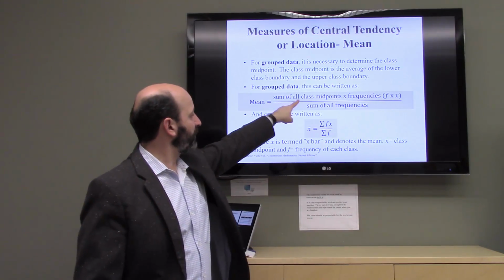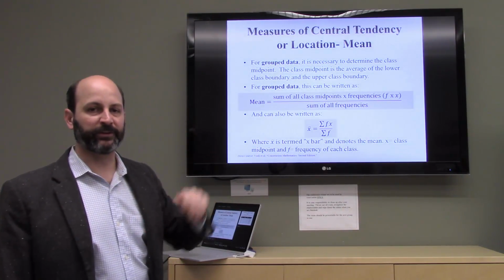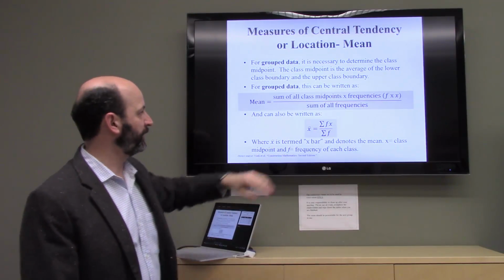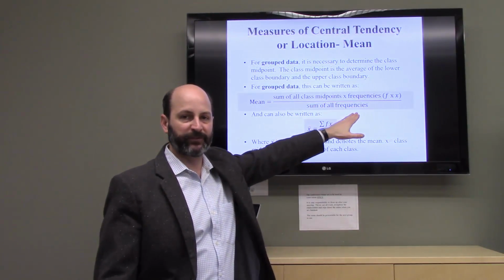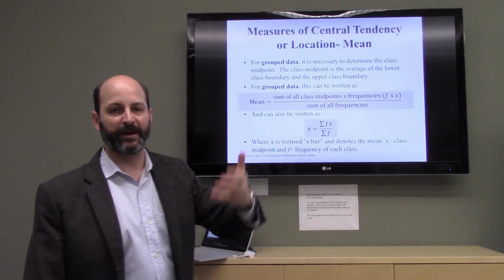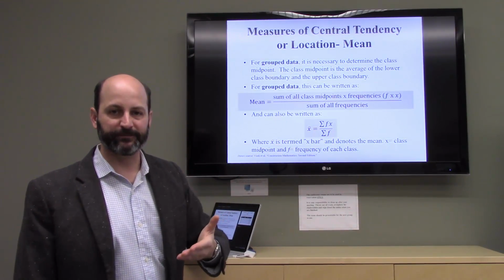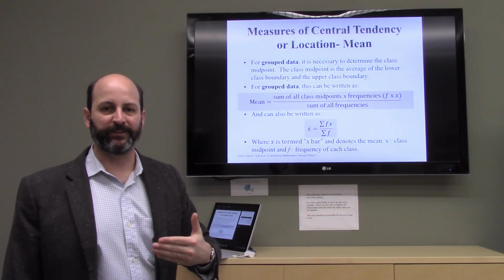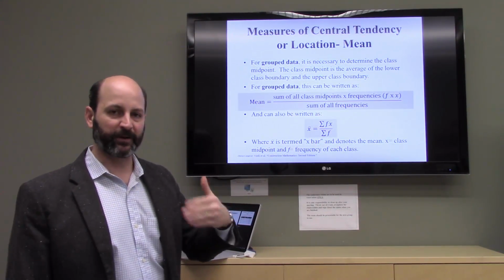All right, so we take the sum of all class midpoints. So we're going to determine the midpoint between the lower class boundary and the upper class boundary, and we're going to multiply that times the frequencies, in other words, the number of times that those classes appear, and we're going to divide it by the sum of all frequencies in the data, across all the classes.